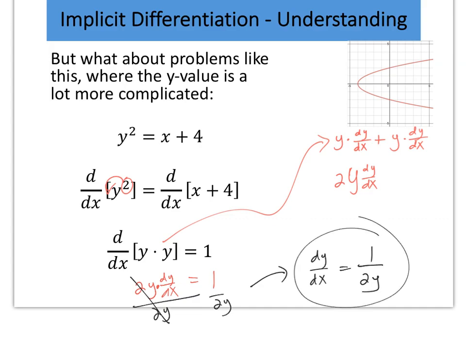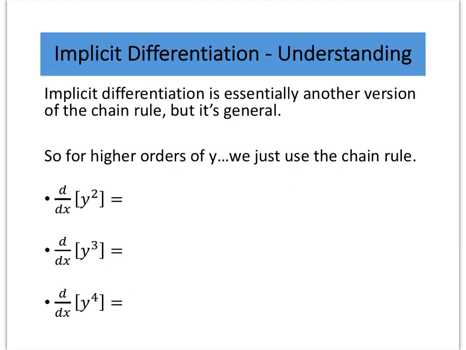And it's as simple as that. This time, our derivative has y's involved in it. So this is going to get more and more straightforward as we go. We're going to go over one more kind of understanding piece before we do a few more examples. So implicit differentiation is just the chain rule, but in general.